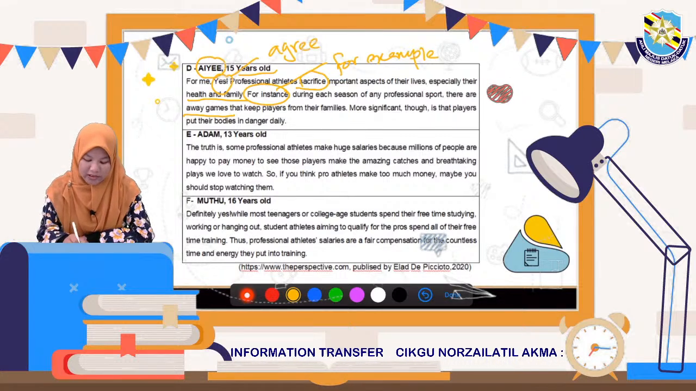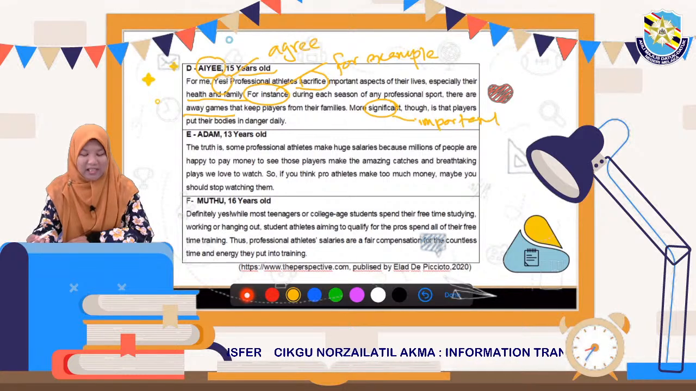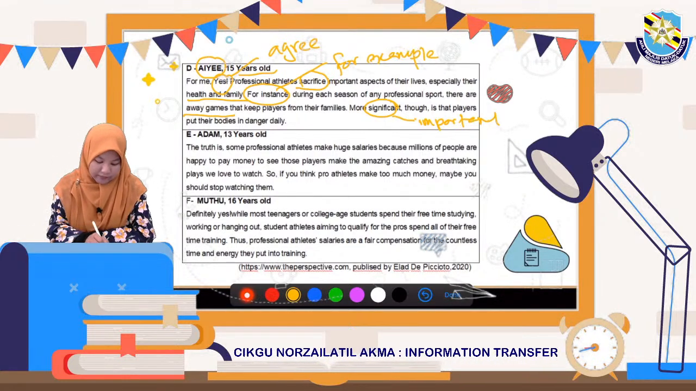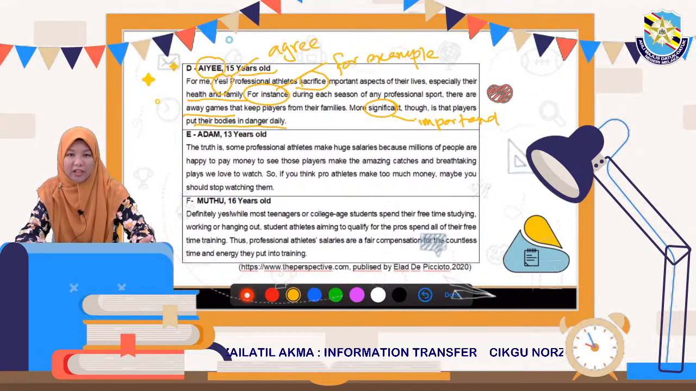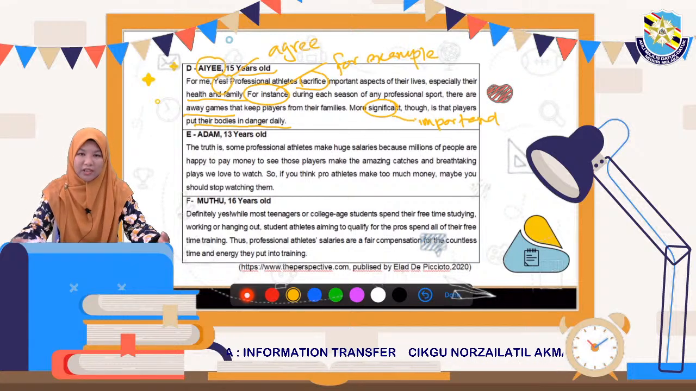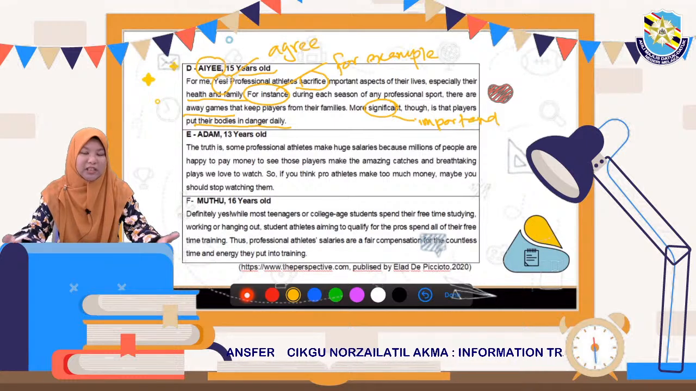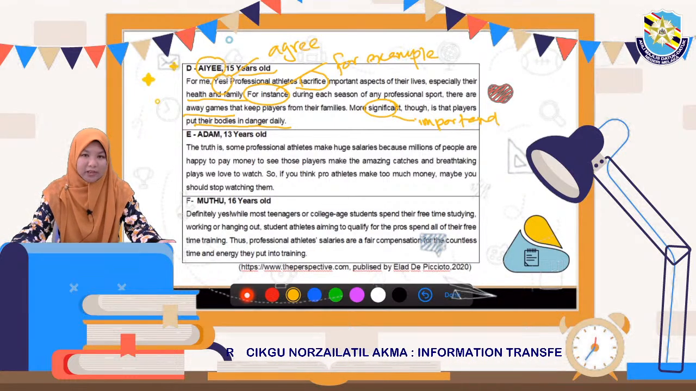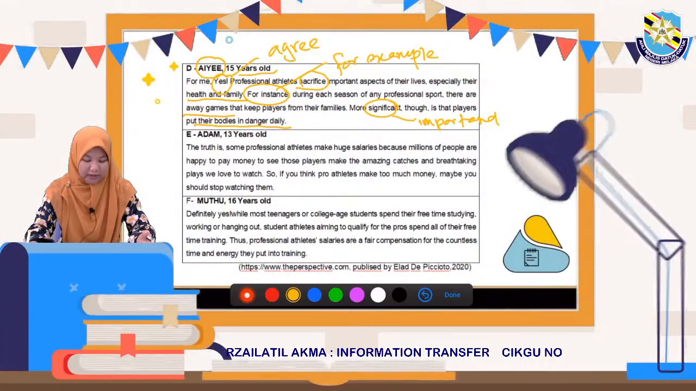Okay. More significant. Significant here means important. More important, players put their bodies in danger daily. They face the risk of danger every day. Daily risk, daily danger. Why danger? Because during training, they can encounter some injuries. And some injuries might be permanent. And when they have permanent injuries, it will actually force them to quit playing. That will be the opinion from IE.